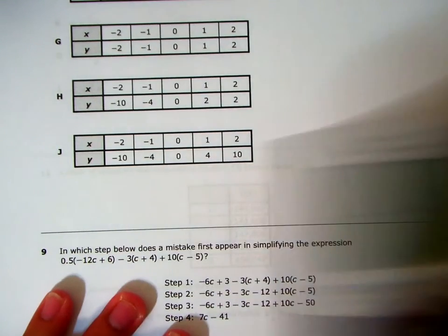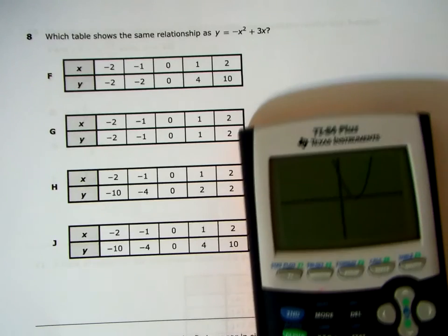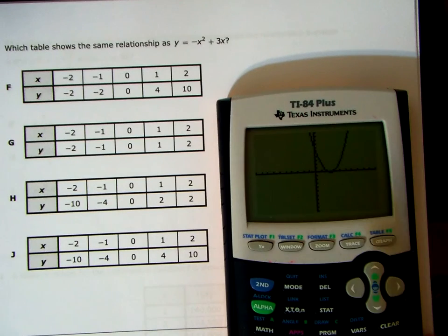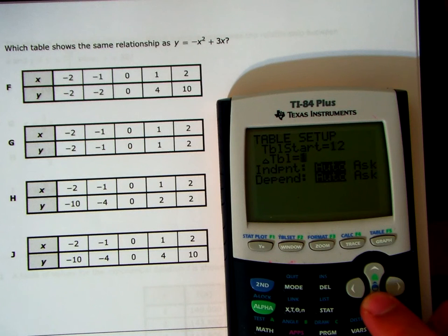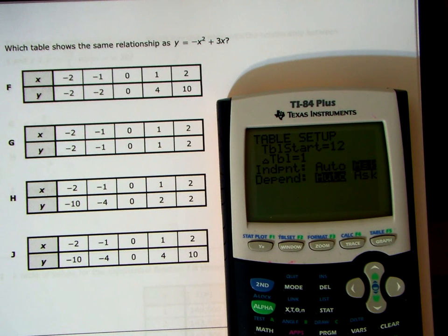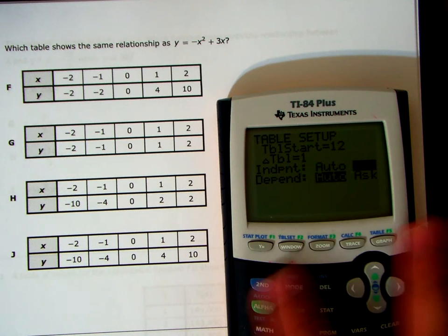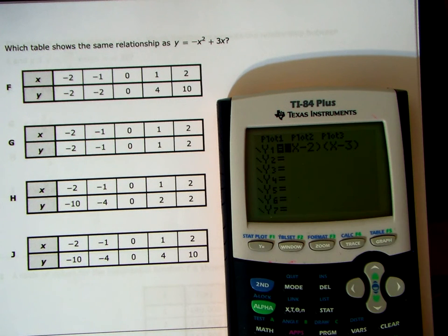Number 8, all you do, remember to do this, y'all. Push second window. Make sure the independent is always on ask. You don't have to do it one time when you start the test. Make sure it's always on ask. That makes the table set up good. So let's clear this up.